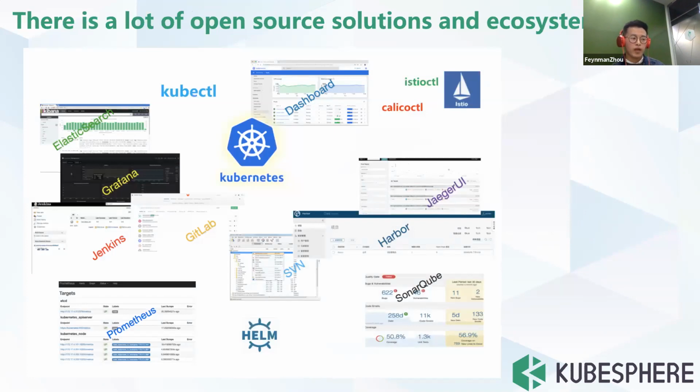Although there are a lot of pain points when we adopt Kubernetes in production, there are a lot of open source solutions and ecosystem we can leverage to solve the pain points, and we can use them in our production. So some cluster operators and administrators choose to use a couple of cloud native stacks, including Elasticsearch, Kubernetes Dashboard, Harbor, SonarQube, GitLab, Jenkins, Prometheus, and Istio.